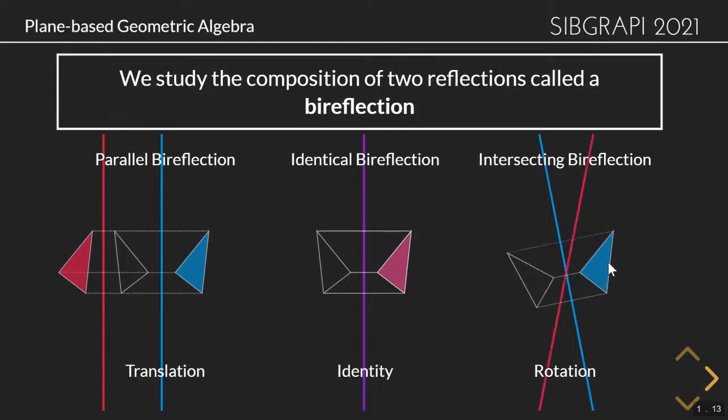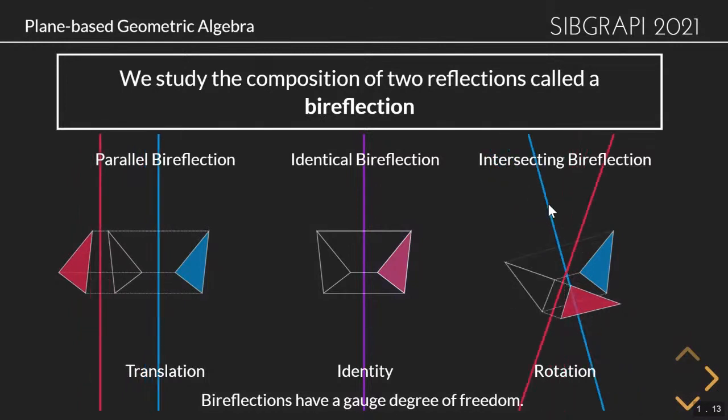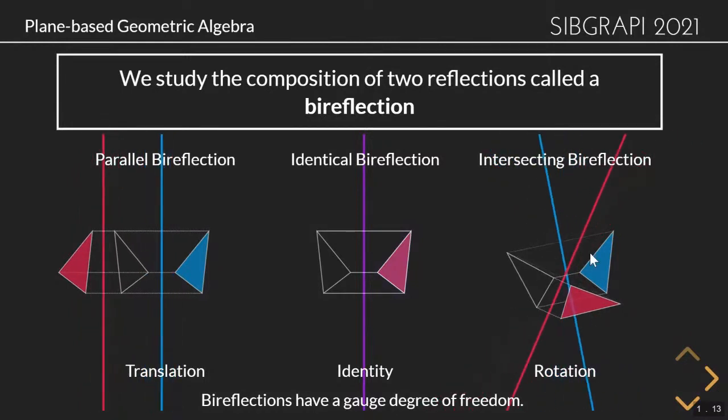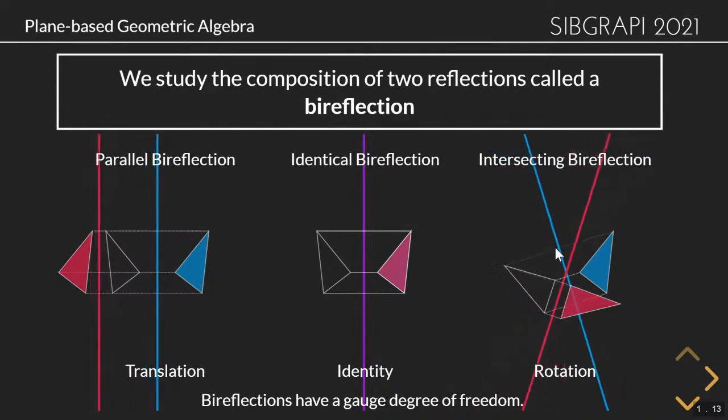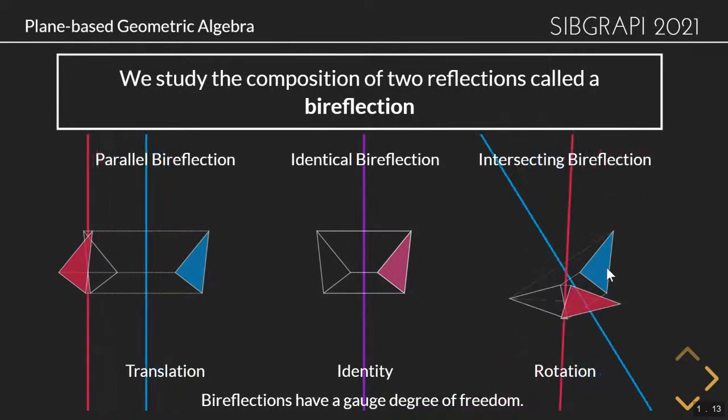So if we reflect twice in intersecting mirrors, then what we get is a rotation. And it is again a rotation with twice the angle between the mirrors. And again, if we rotate to the same mirror, then we end up with the identity transformation. Now, it is important to note that in both these cases, it is only the relative distance and the relative angle between the mirrors that matters. This gives us what we call a gauge degree of freedom. That is, we can rotate both mirrors here without changing the end result. If we rotate around the intersection point, we rotate both mirrors, we don't change the intersection point, and we don't change the relative angle, and that means we get the same rotation.